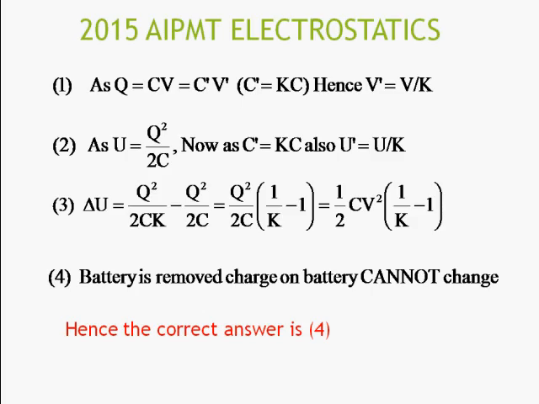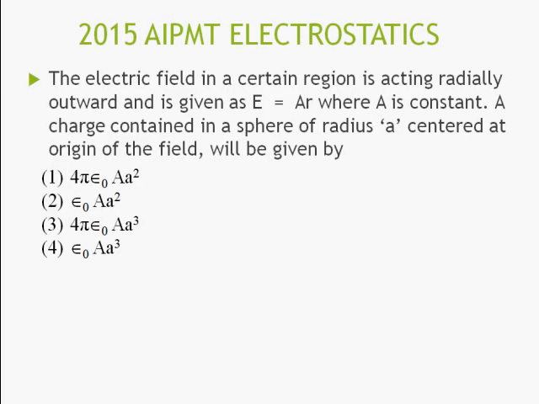Let's go for the next question. A certain electric field in a certain region is acting radially outward. It is given by E equal to Ar, where A is a constant. The charge contained in a sphere of radius a centered at the origin of the field will be given by.